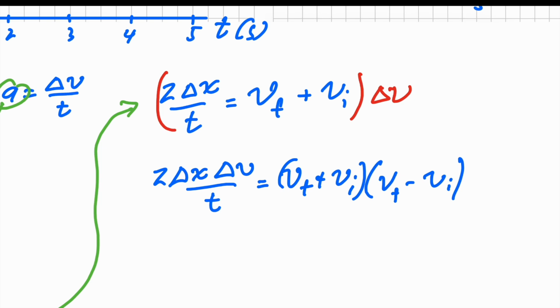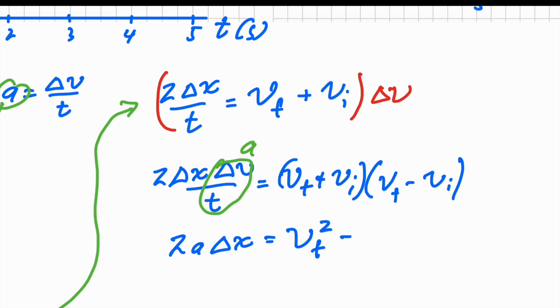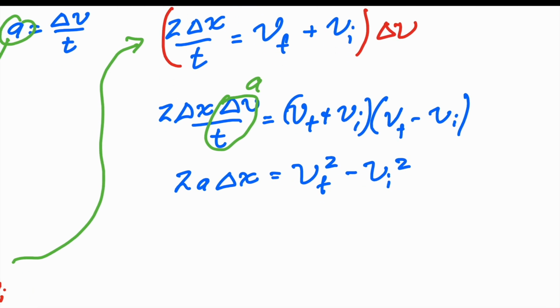All right. Now this is acceleration. So now I have 2 a delta x, I just switch the order, equals. This might be a little boring, I apologize, but I want to assure you that it's interesting. So this ends up being a difference of squares, right? Vf plus vi times vf minus vi. Remember that from algebra? Vf squared minus vi squared. Okay. And so this is it.